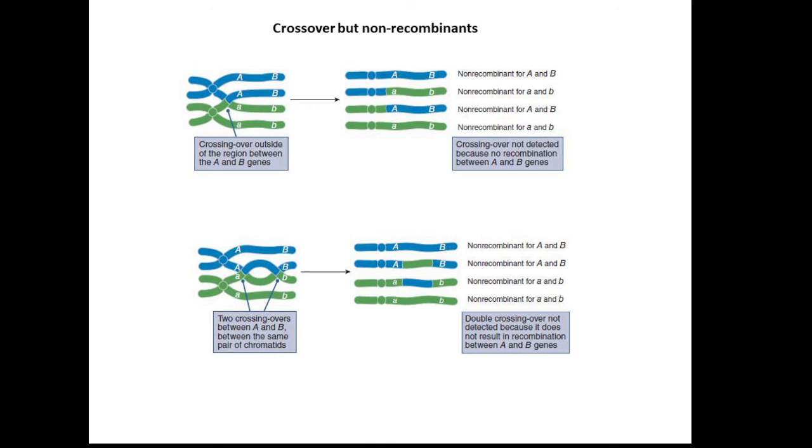So you have to understand these different concepts: crossover will not always give you a recombinant. It will only give you recombinant chromosomes or recombinant loci when the alleles are exchanged with each other between non-sister chromatids.